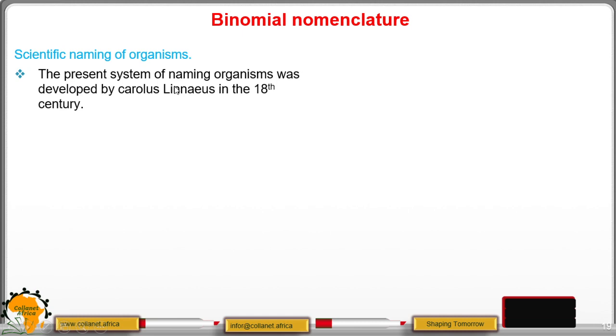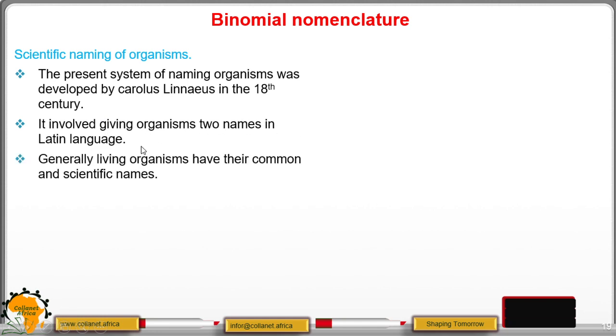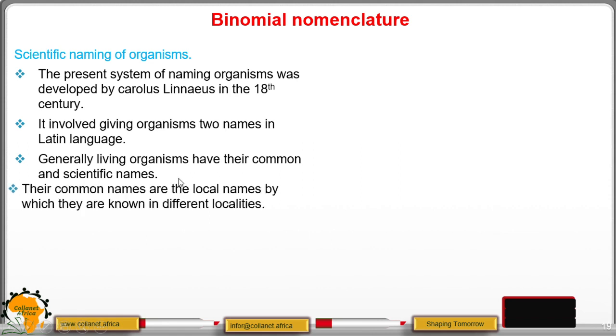The present system of naming organisms was developed by Carolus Linnaeus in the 18th century. It involved giving organisms two names in Latin language. Generally, living organisms have their common and scientific names.